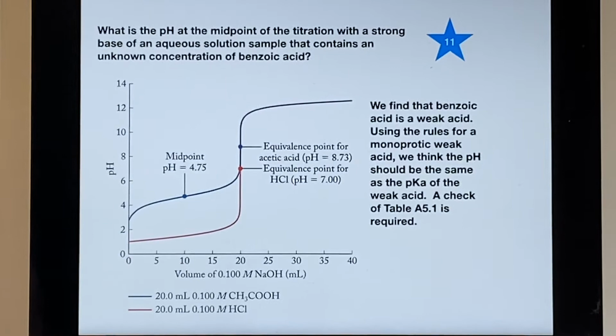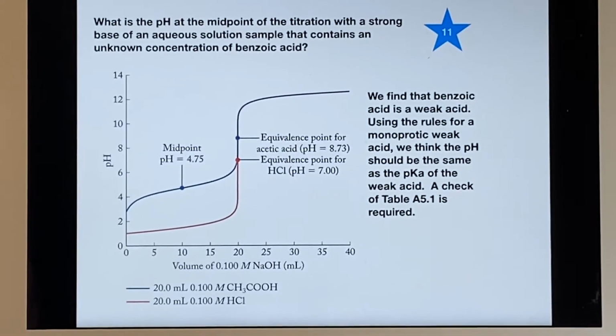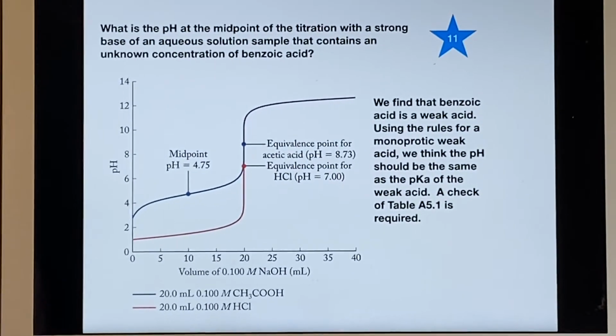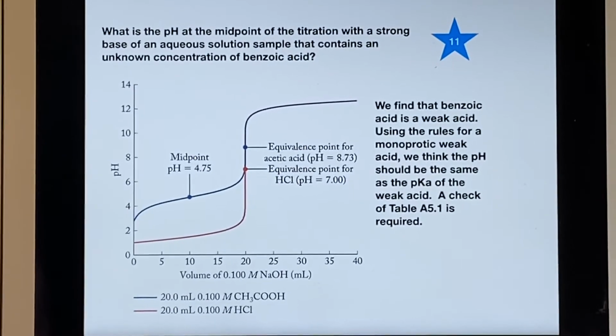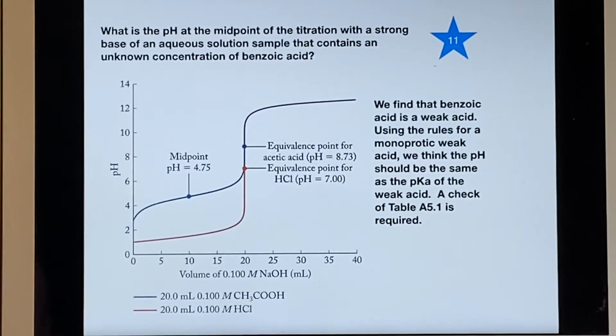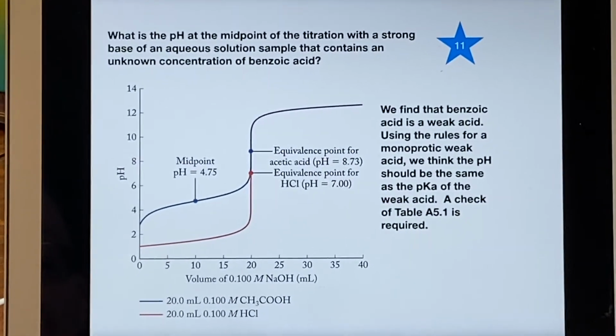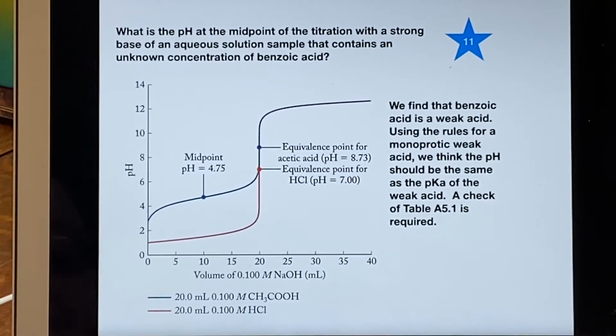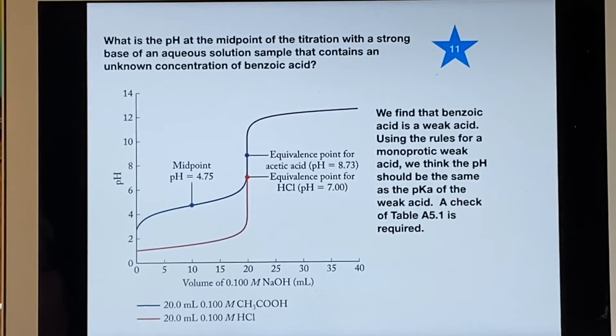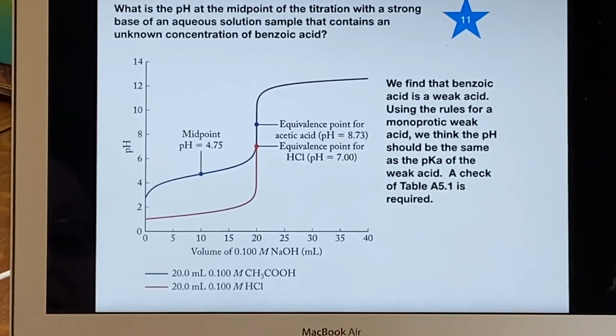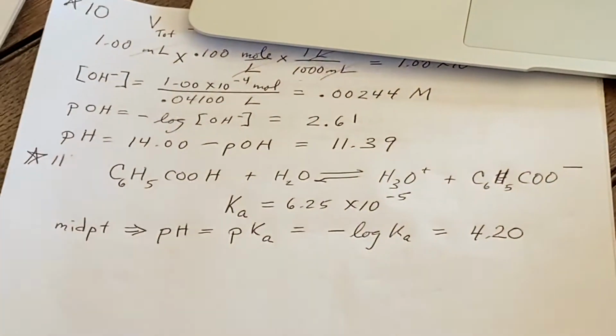So the benzoic acid. Rules for monoprotic weak acid, pH should be the same as the pKa of the weak acid. You go and check table A 5.1 again, and you'll find the Ka, and it might have the pKa for all I know, but we can always find it from our formula if we need to.